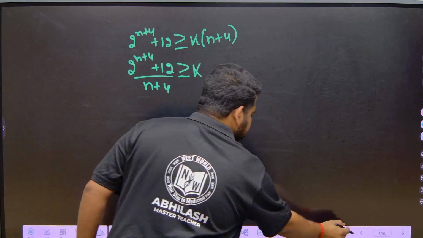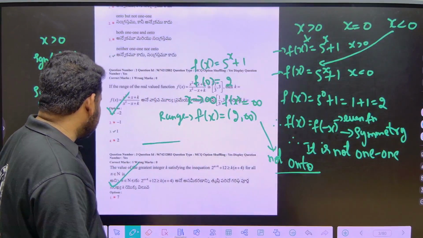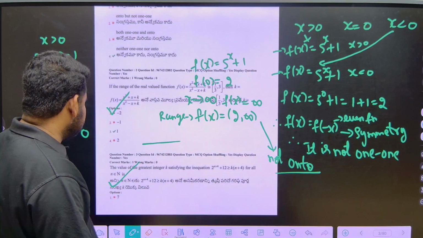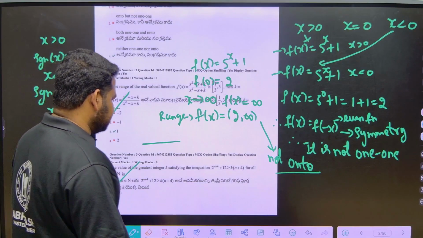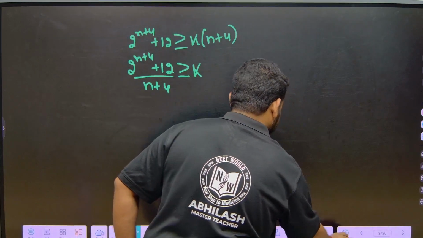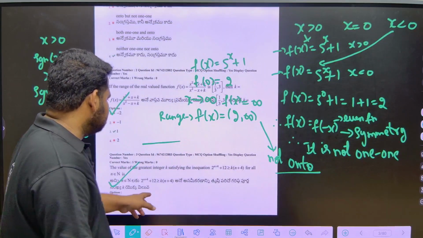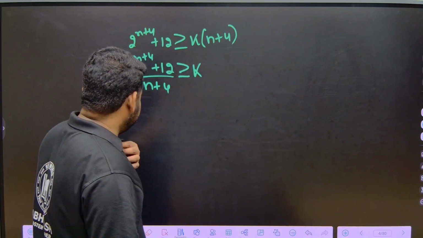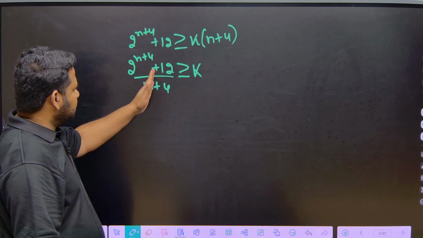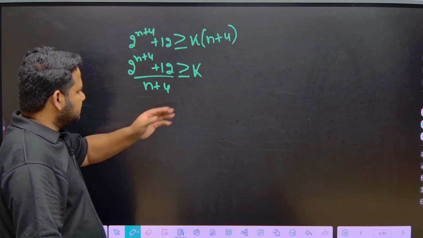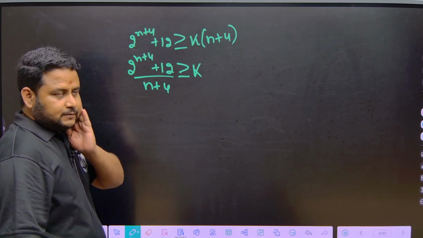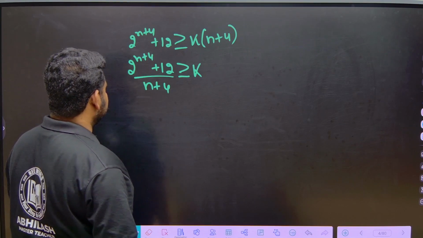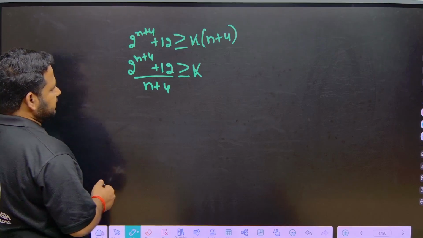They are asking the value of n which satisfies this. So, it should be the greatest integer k satisfying this. Now, if I see this, 2 to the power of n plus 4 plus 12 by n plus 4 is greater than or equal to k, this is given. Now, f of n is given. If I put n is equal to 1, what will I get?